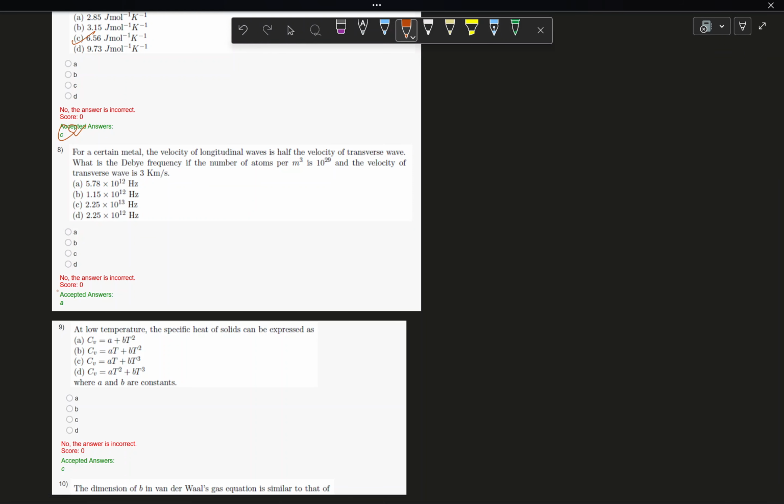the velocity of transverse wave. Then what is the Debye frequency if the number of atoms per meter cube is 10 to the power 29 and the velocity of the transverse wave is 3 km per second.